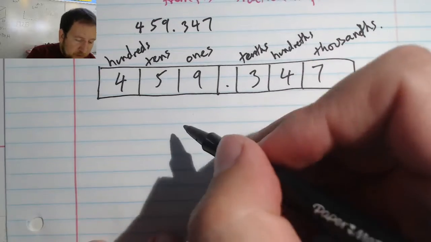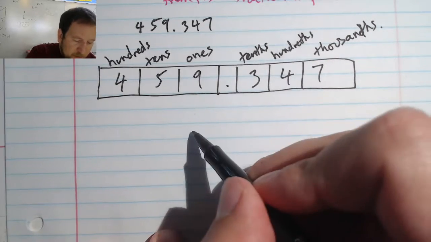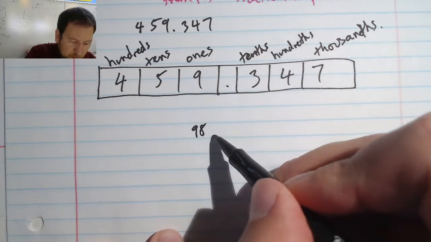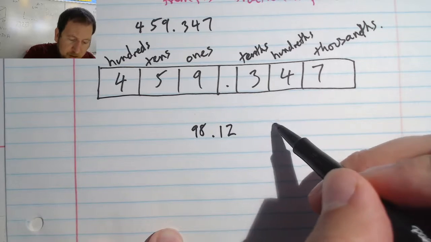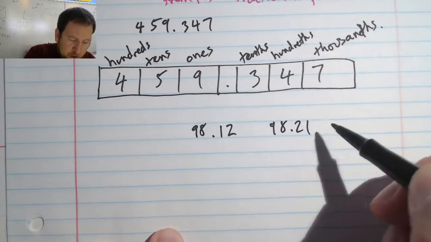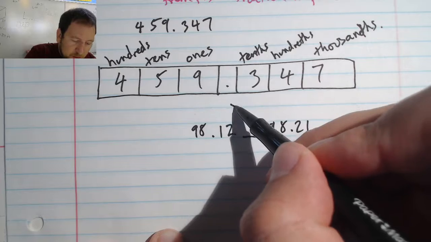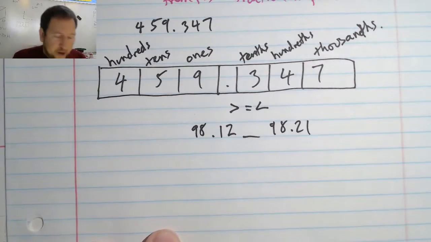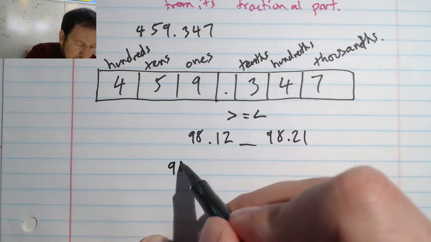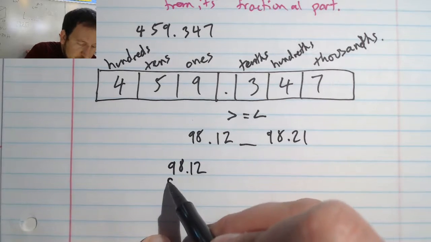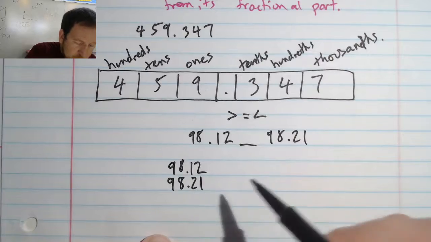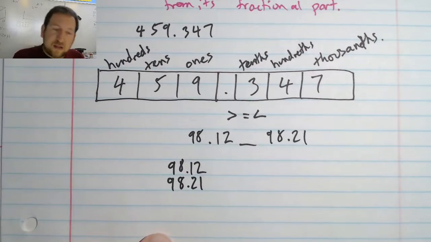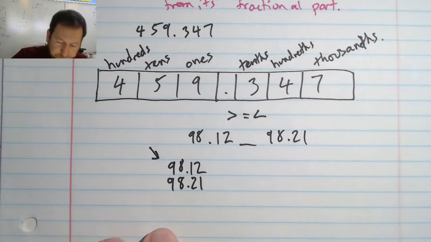So again, recall that I'm comparing these two numbers. So I'm looking at 98.12 and 98.21. And my question is this side greater? Is this side greater? Or are they equal? So what I can do is I can just line them up. 98.12, 98.21, and I can go down the line starting with the left. I start here, and then whatever number I hit first, that's where my number is larger.